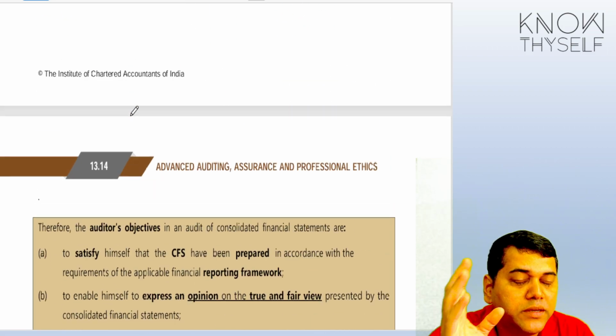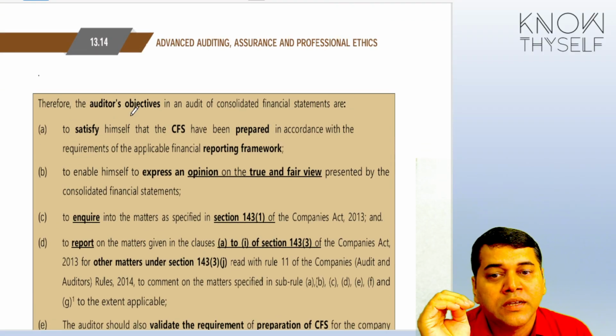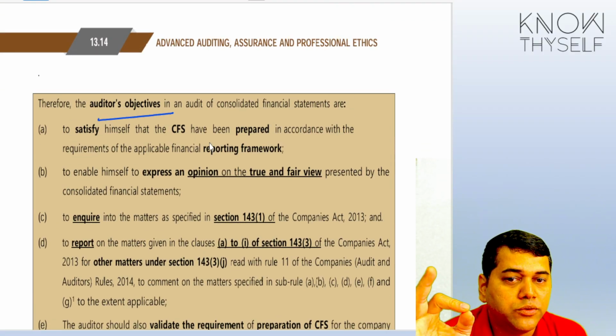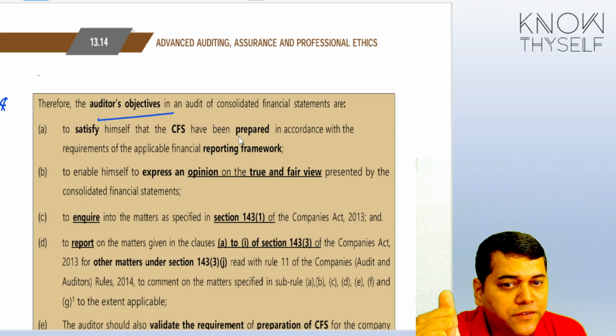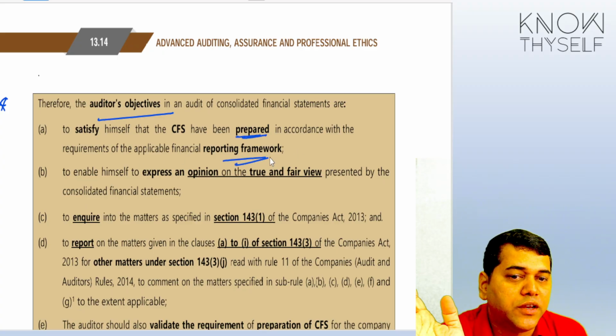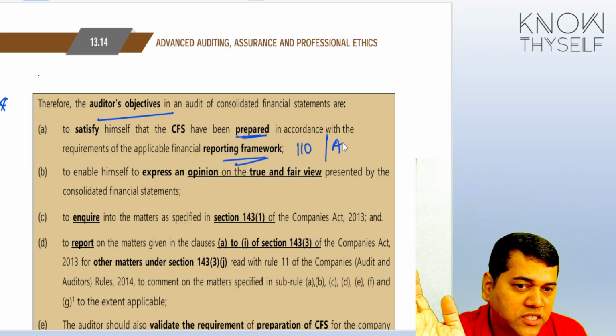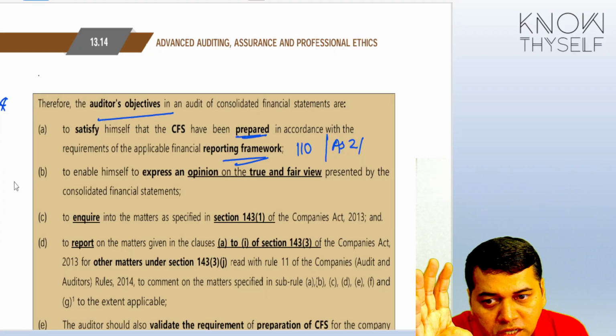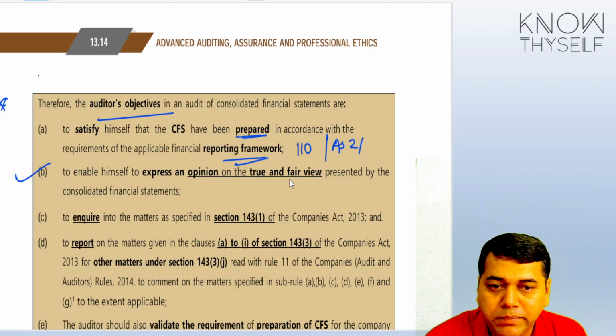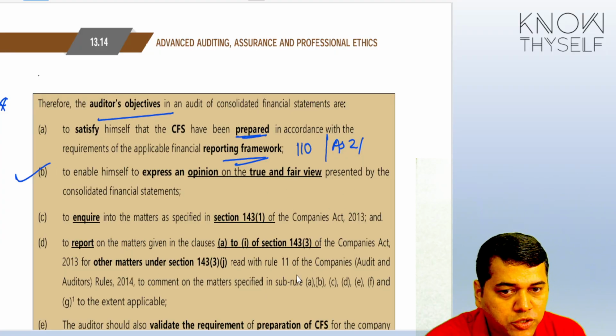This becomes their responsibility. Their responsibility is to express an opinion. Therefore, the auditor's objective is to satisfy point number 1. You can mark this also as important: the CFS is prepared as per the applicable framework, like Ind AS 110 or AS 21. Second, they need to express an opinion on whether it is a true and fair view. Why? Because the Companies Act says the words true and fair view have to be used.